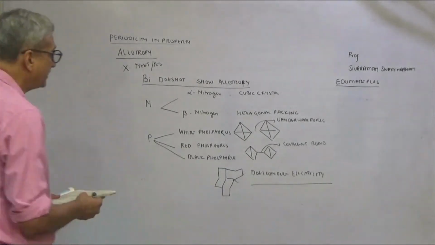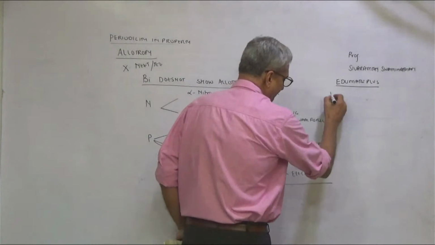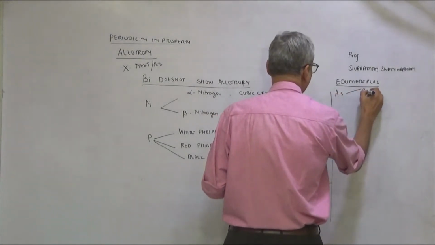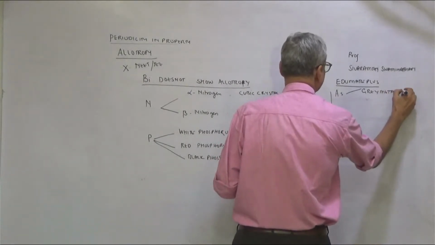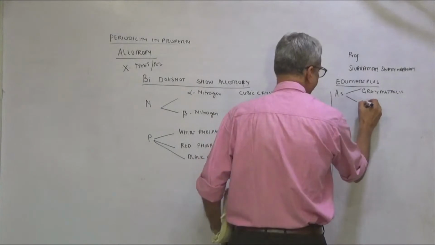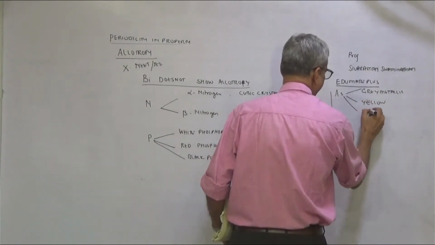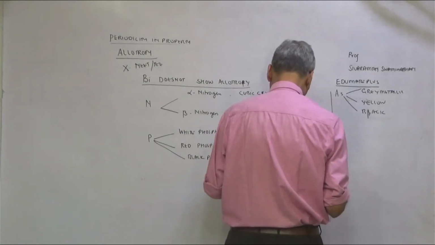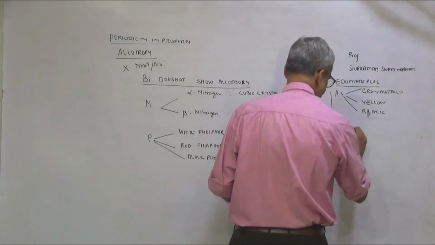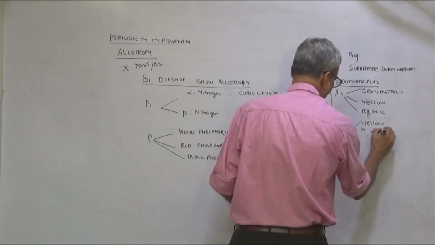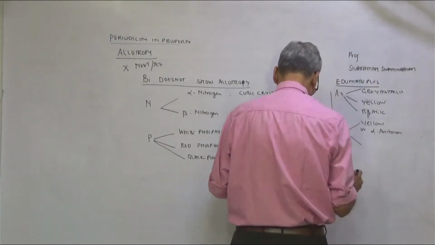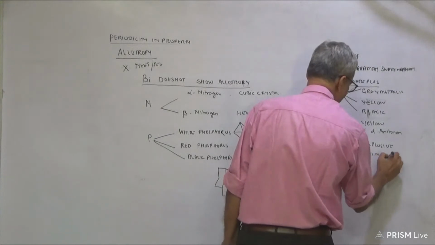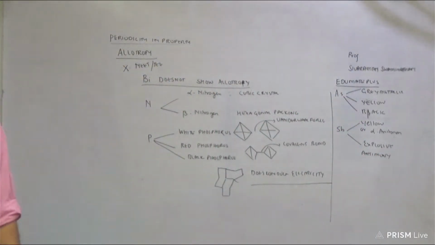Then we have arsenic. Nitrogen, phosphorus, then arsenic. Arsenic exists as gray metallic, and then yellow and black. Then, antimony. It is yellow or alpha antimony, and the other one is called explosive antimony. And the story ends there. Why? Because bismuth does not show allotropy. So please take down this much.